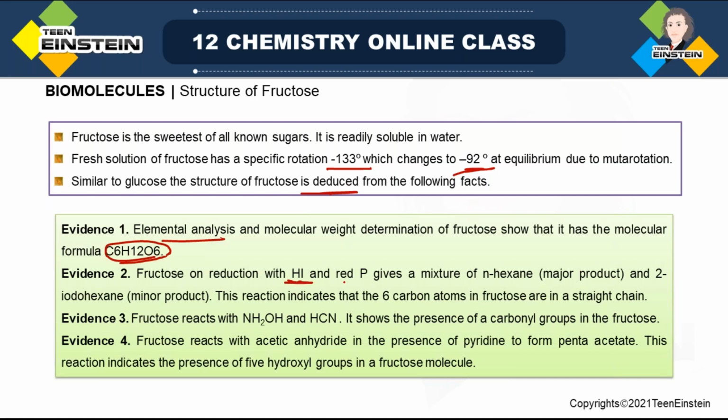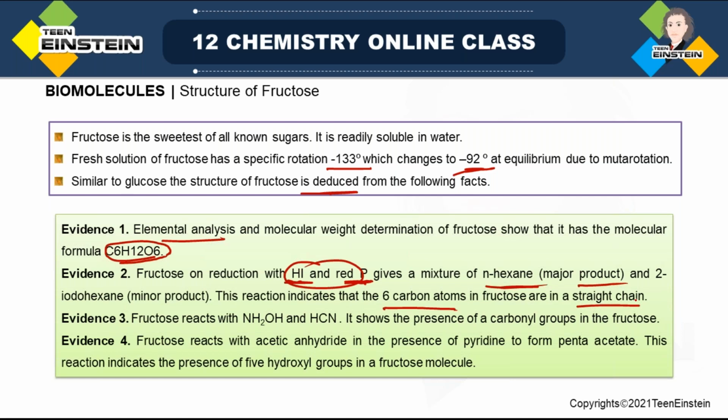If you use HI and red phosphorus, these two are the reducing agent combination that we have already seen in case of glucose. And then also we have obtained n-hexane major product, 2-iodohexane minor product. So here also the same thing, and obviously the conclusion is also same. What conclusion? Now you have a 6 carbon chain in linear form, straight chain.